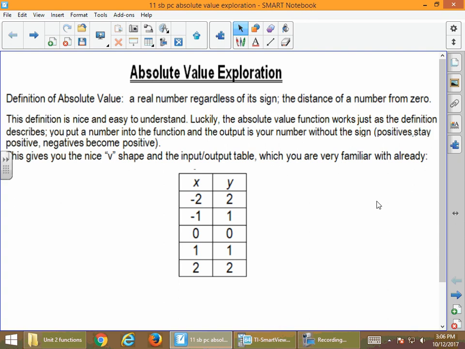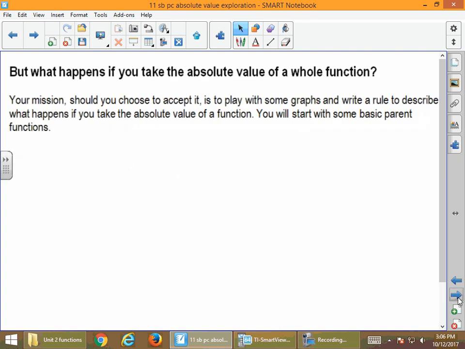Positives will stay positives, and negatives will become positive, because we're measuring distance, and distance is never measured with a negative number. Remember also that absolute value is a V shape when we draw the graph. And below what you see here is the list of some of our key points on our absolute value parent function. But what happens if we take the absolute value of the entire function? And that's what we're going to look at here today for a little bit.